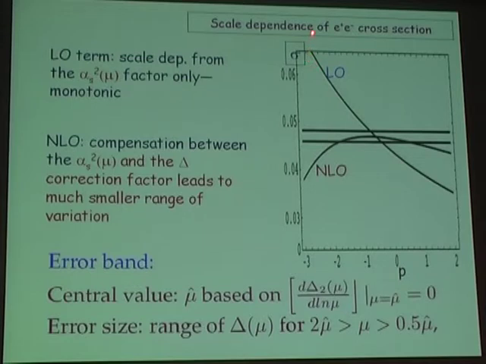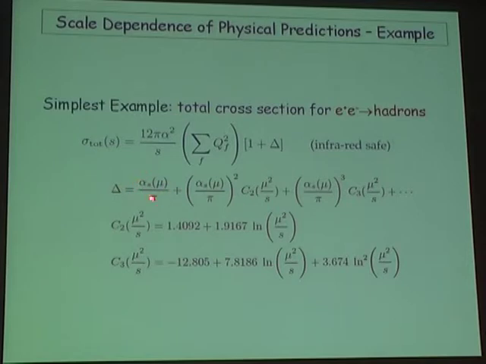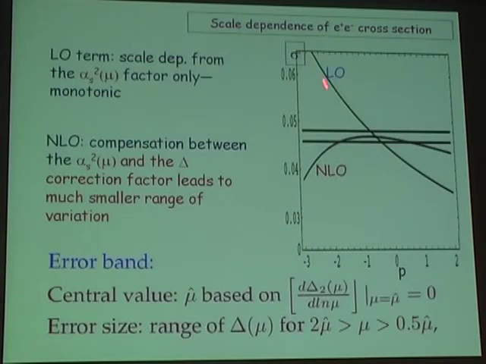And here's what happens. At leading order, as a function of choice of mu, not only do you have a very steep dependence, but it's monotonic. And that's not surprising, because at leading order, the only mu dependence is here. And alpha, as you know, is a monotonically decreasing function of mu. And if that's all you have, then you see the prediction is very uncertain over a relatively large range over this.